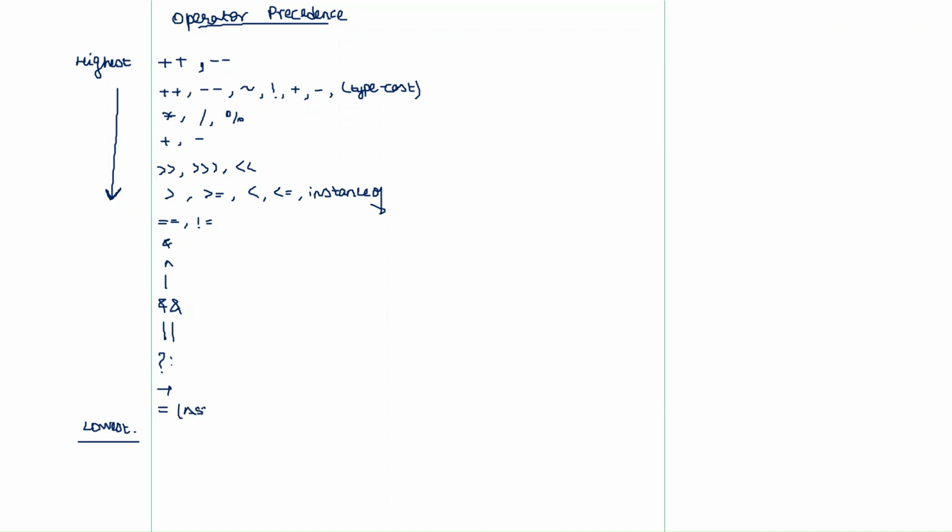This assignment operator is at the very end, because after performing all of these things, you're going to store it in some variable, right? And to store some value in the variable, you need to assign it, and that is why the assignment operator was placed at the very end of the operator precedence.